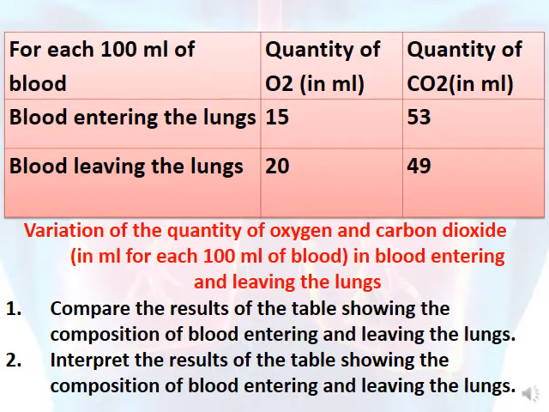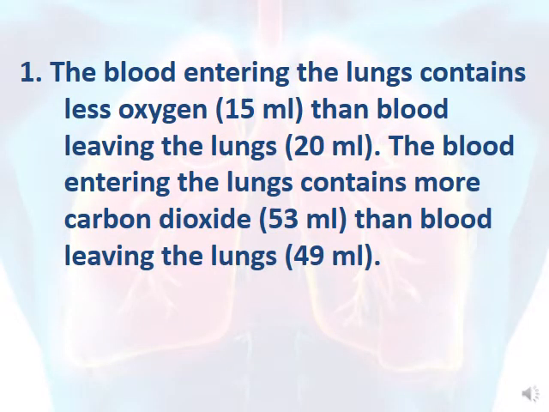First question: compare the results of the table showing the composition of blood entering and blood leaving. Interpret the results. As you see here, in the blood entering, the amount of oxygen was 15, while in the blood leaving it was 20. Carbon dioxide in the blood entering was 53, in the blood leaving it was 49. Here 15 increases to 20. 53 decreases to 49. So the blood entering the lungs contains less oxygen, 15 milliliter, than the blood leaving the lungs, which is 20 milliliter, whereas the blood entering the lungs contains more carbon dioxide, 53 milliliter, than the blood leaving the lungs, which is 49 milliliter.